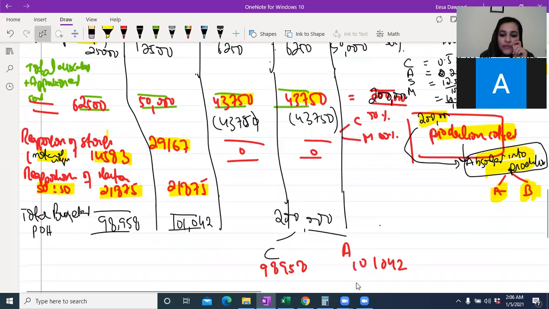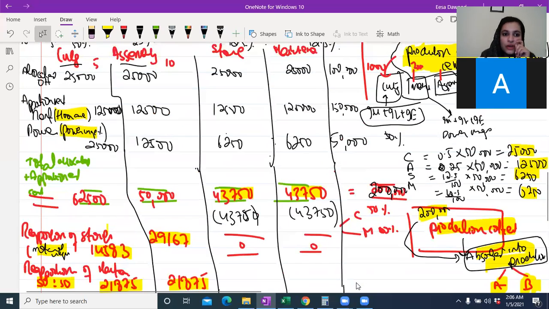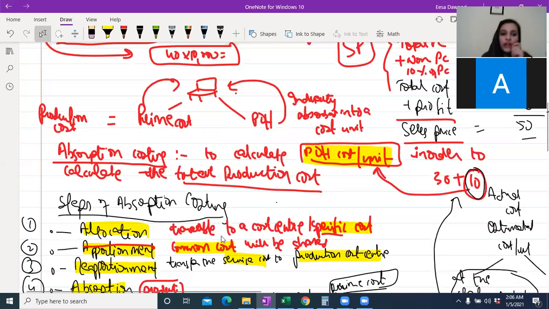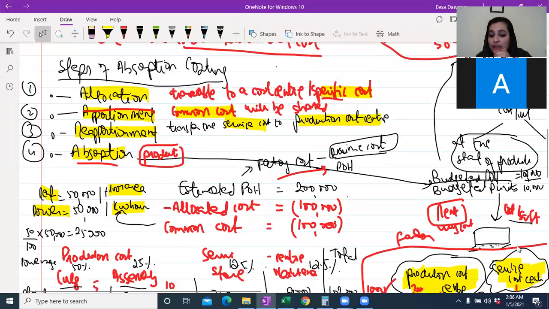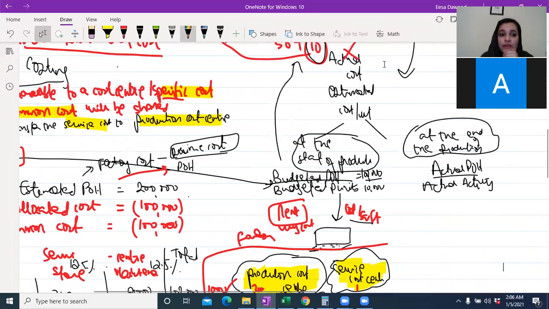Now what happens in the step of absorption, and also what was the rationale of absorption costing? It was to calculate production overhead cost per unit in order to calculate the total production cost, and then value inventory and calculate profit at the same time. And also it wasn't the actual cost, it was the estimated cost. Actual cost I will come to know at the end of the period. I told you this is the estimated cost. We are estimating at the start of the production, and in my earlier calculation I estimated it to be 1 lakh, and I divided it among units, and then I calculated the estimated cost per unit of 10.